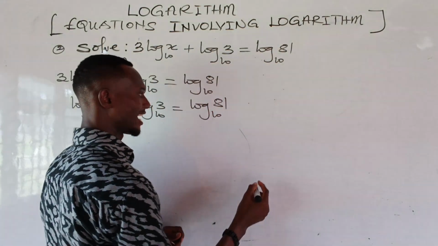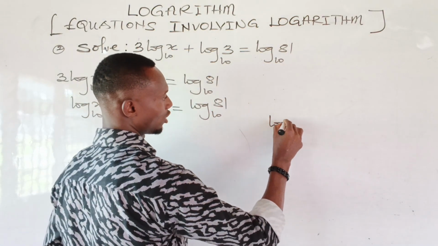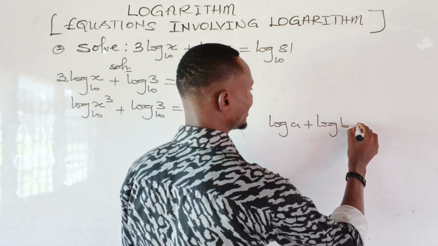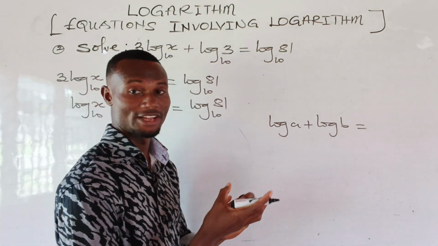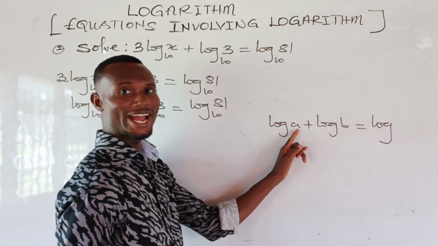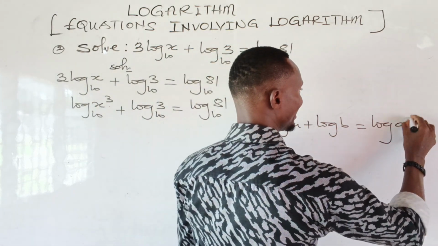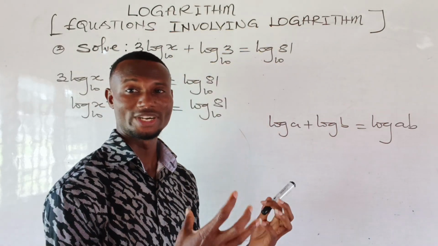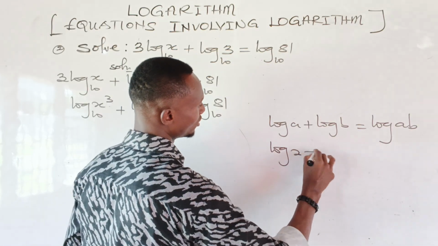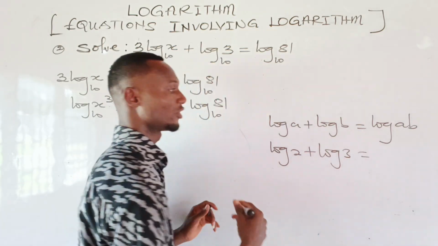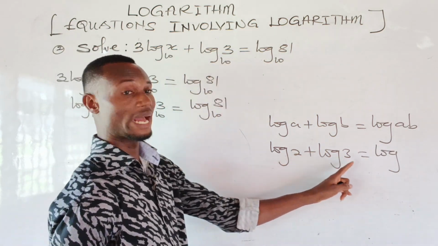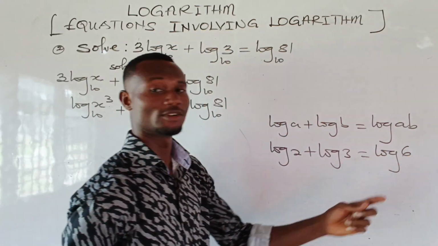So the product rule says that if I have, let's say, log A plus log B, the rule says that you can simply multiply the variables or the numbers. So you just need to write your log, then you multiply the A by the B. So it's going to be AB. That is the product rule of logarithm. Okay, so if I have log 2 plus log 3, the product rule says that just write your log, then multiply the numbers. So it's going to be 2 times 3, which is going to be 6. So I have log 6.